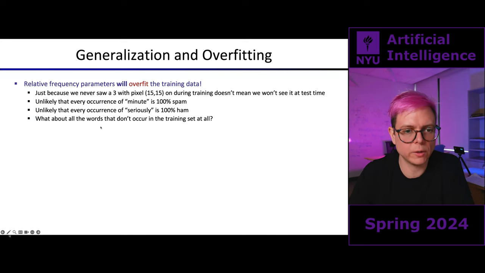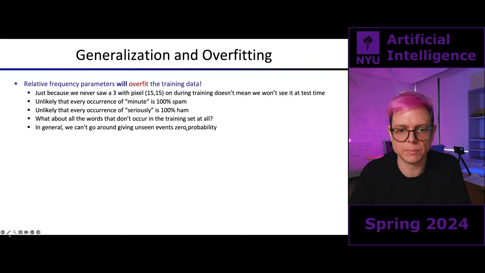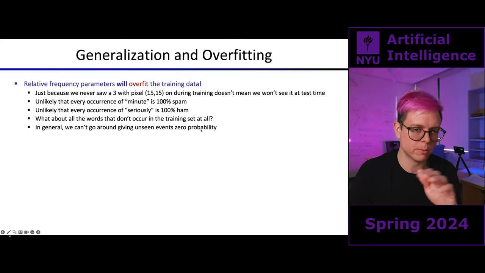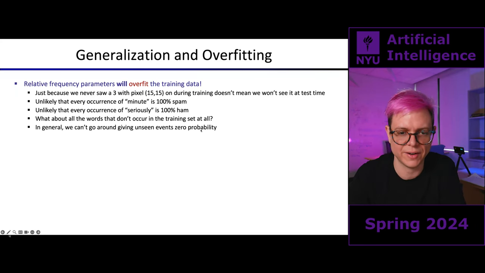So what about all the words that don't occur? Yeah, we are screwed. In general, we can't go around giving unseen events zero probability, right? We cannot possibly assign zero probability. Assigning zero probability makes things go very bad.